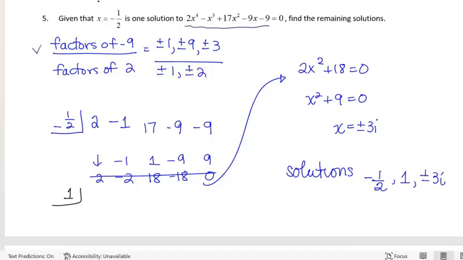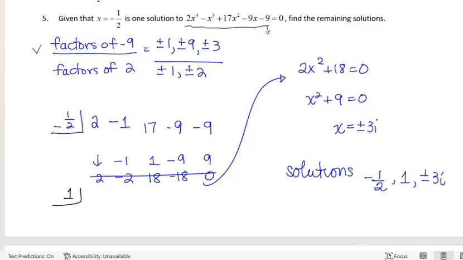Again, we know the possible solutions are the factors of my constant number, -9, over the factors of the coefficient of my leading term. So factors of -9 here, factors of 2 here, right? And they already tell me -1/2 is one of the zeros. So I'm testing -1/2 first. Why? Because then I can reduce the power and break it down to the next level.